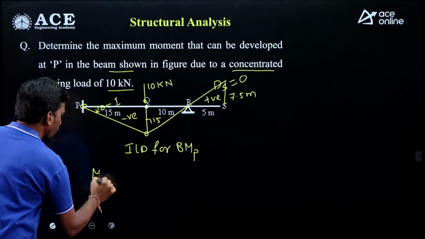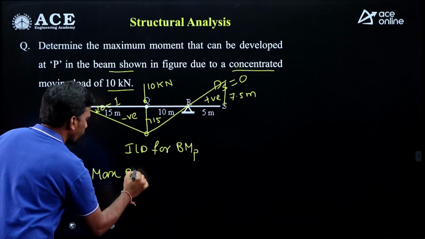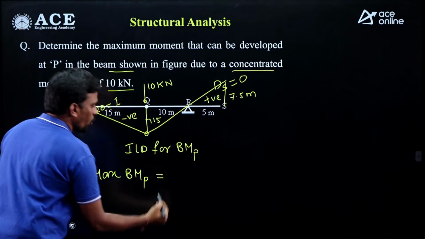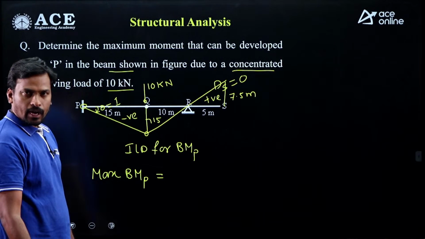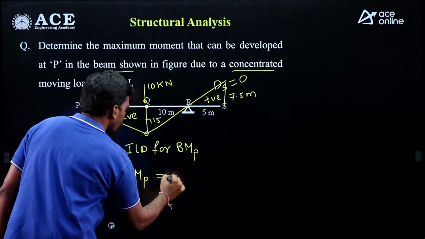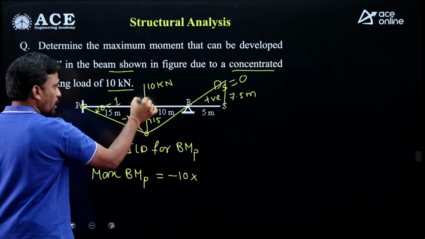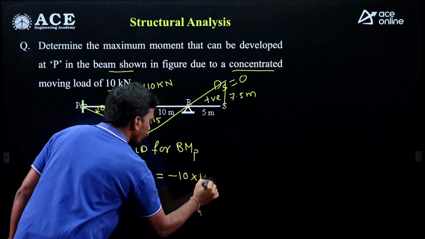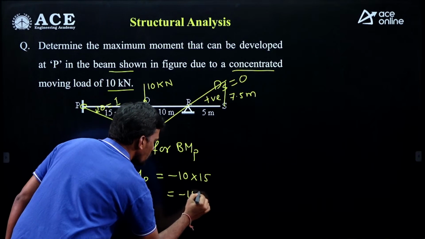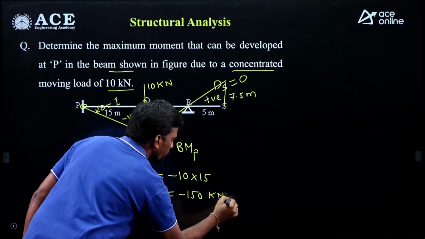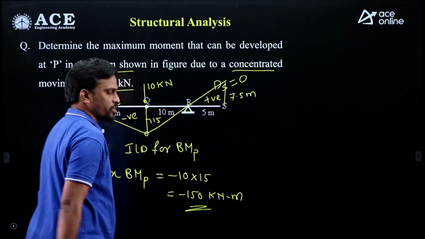So how to find the maximum bending moment at the fixed support? So just load into ordinate of ILD under the load. So load is given 10. This is the negative ordinate, right? Then minus, what is the ordinate under the load? It is 15. So this is minus 150 kilonewton meter. So this is the first question.